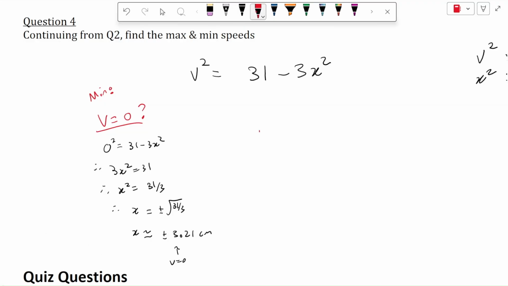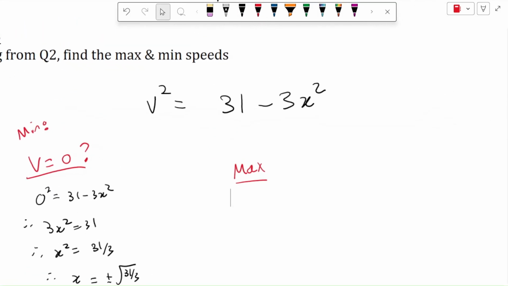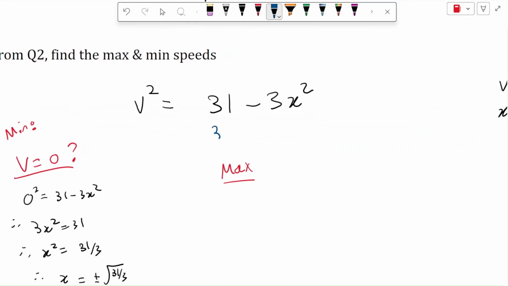Now, for the maximum, well, can I make the velocity as big as possible? So this is always 31 take a positive number, so maybe I will try and make it 31 take 0. This would happen when x is 0. So v squared is 31 take 3 lots of 0 squared, which is 31.